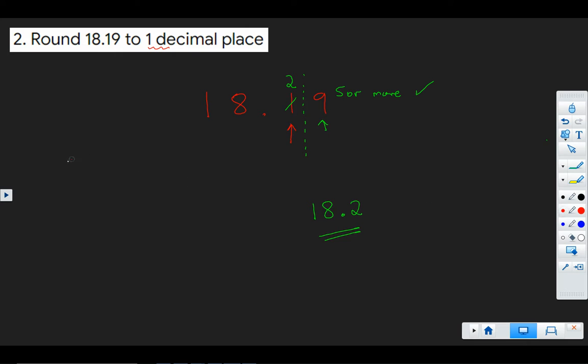Now, when you're doing questions like this, I also want you to think about what the number line looks like here. 18.1, 18.2, 18.3. And we should be able to see that our 18.19 that we're interested in is really nearest 18.2, which explains away our answer. To practice this skill on Century, the nugget to go to is 9.02.